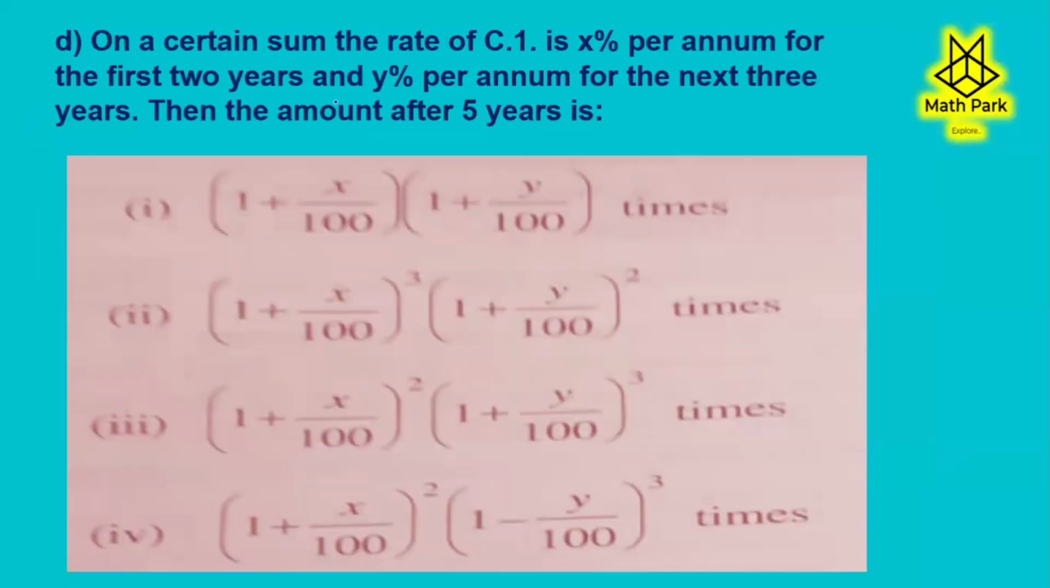On a certain sum, the rate of compound interest is X% per annum for the first 2 years and Y% per annum for the next 3 years. So for the first 2 years it is 1 plus X upon 100 raised to 2, and for the next 3 years it is 1 plus Y upon 100 raised to 3. So option 3 is the correct option.